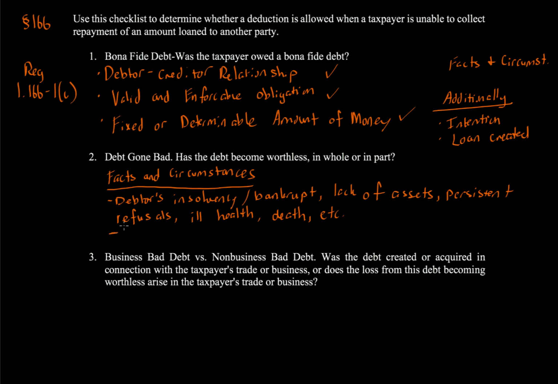Now, there's one thing I want to mention, and that is that under the regulations, the taxpayer is not required to take legal action against the debtor. So the creditor is not required to take legal action to show, look, I've been trying to get this debt, but there's been persistent refusal. The creditor is not required to take legal action with respect to determining whether this has gone bad.